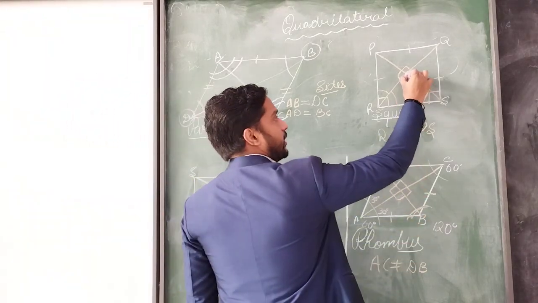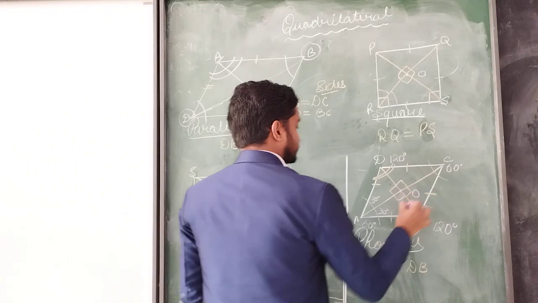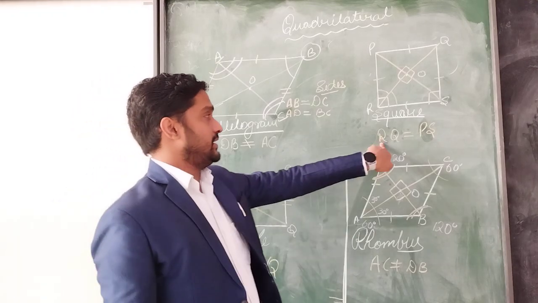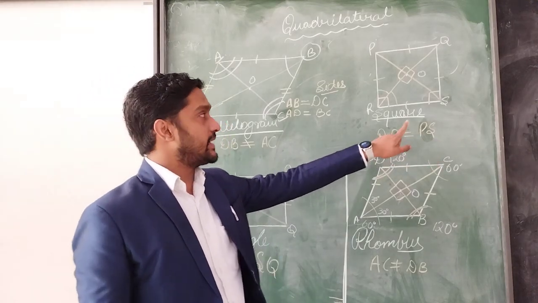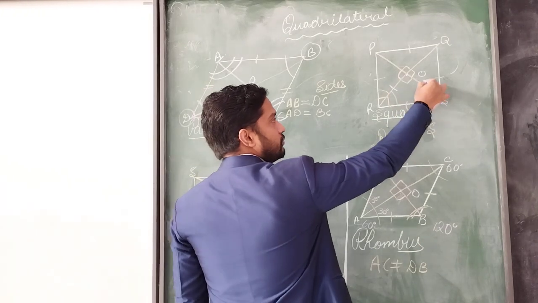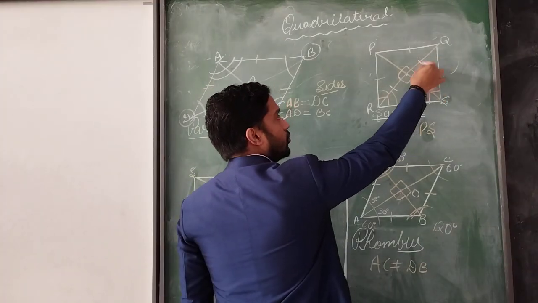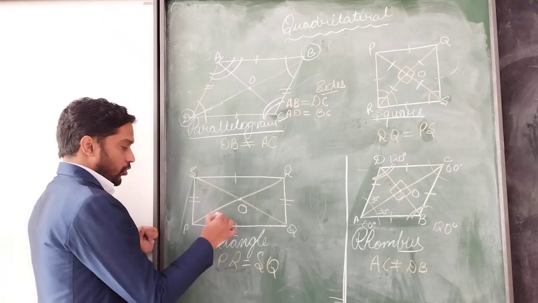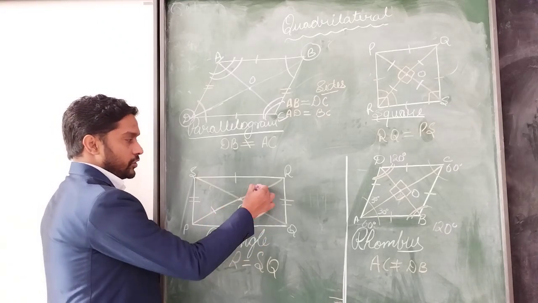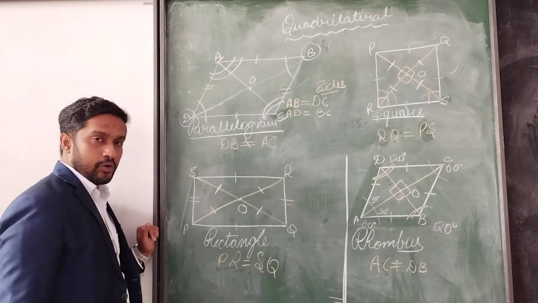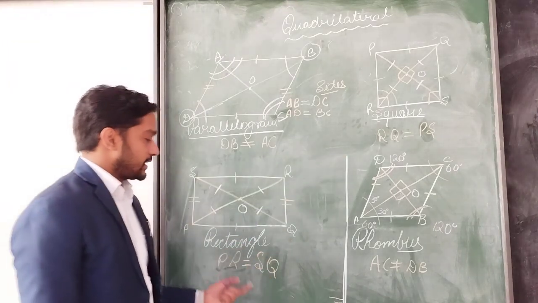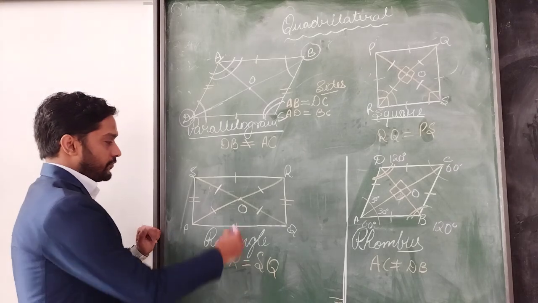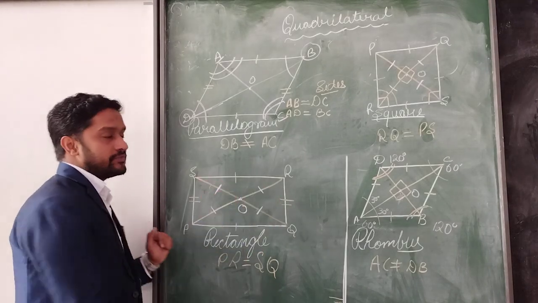Like if I am taking the intersection point as O, in this square both the diagonals are equal, so they bisect each other. So it means OR is equal to OS, OS is equal to OQ, OQ will be equal to OP, because both the diagonals are equal. Same way in the rectangle, OP will be equal to OQ, OQ will be equal to OR, and OR equal to OS, because in square and rectangle both diagonals are equal and they bisect each other. Therefore OP, OQ, OR and OS will be equal.